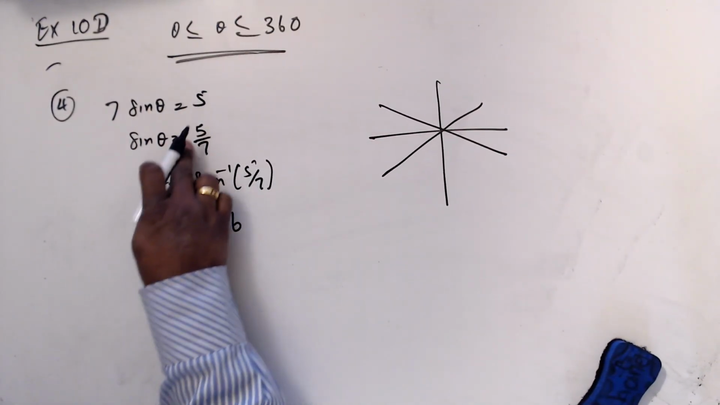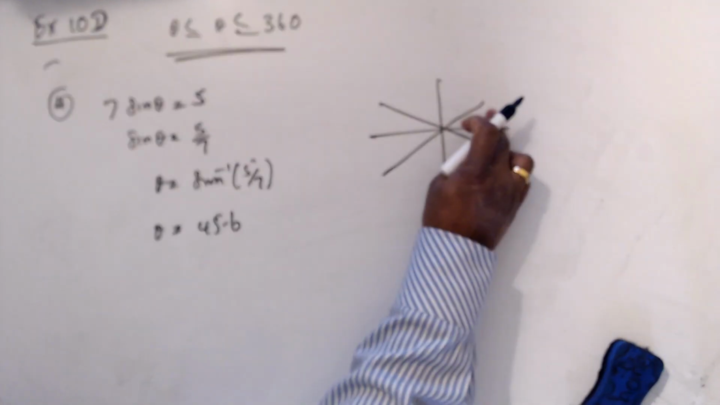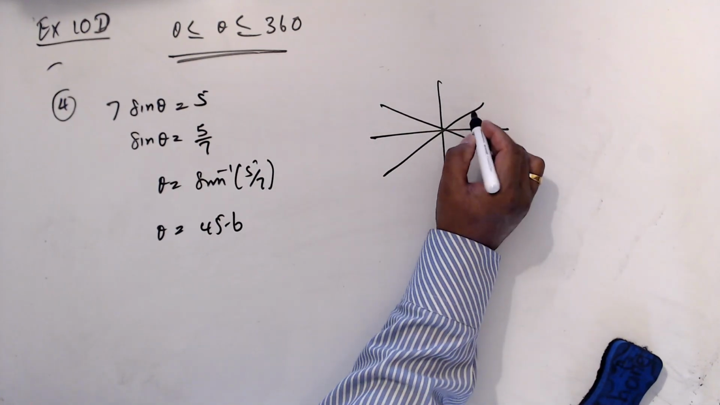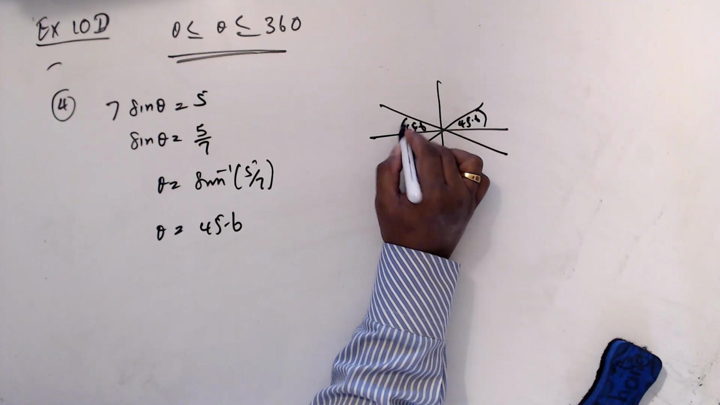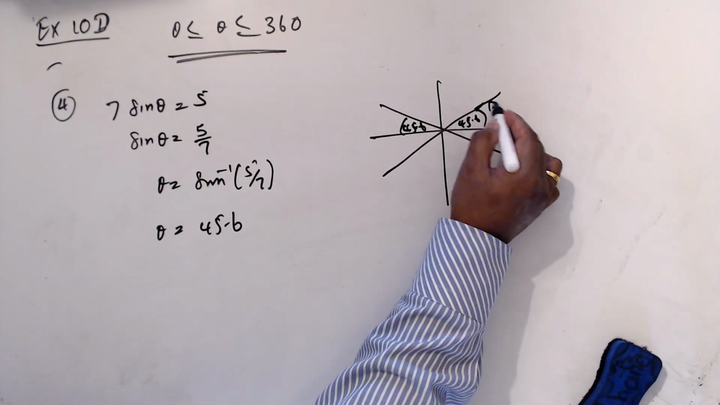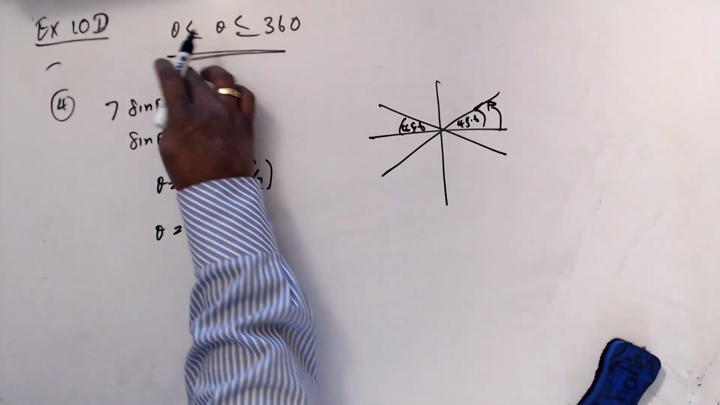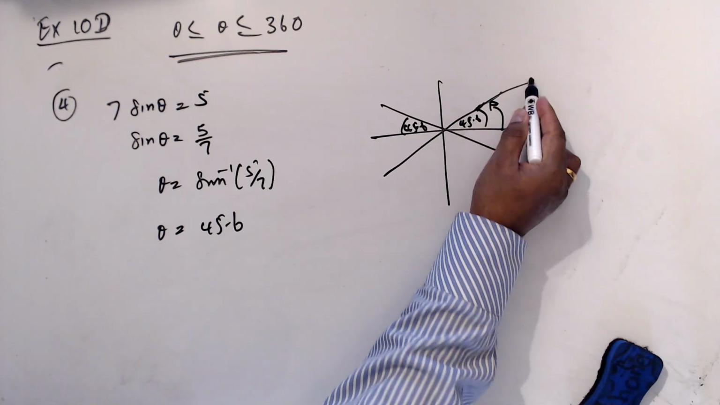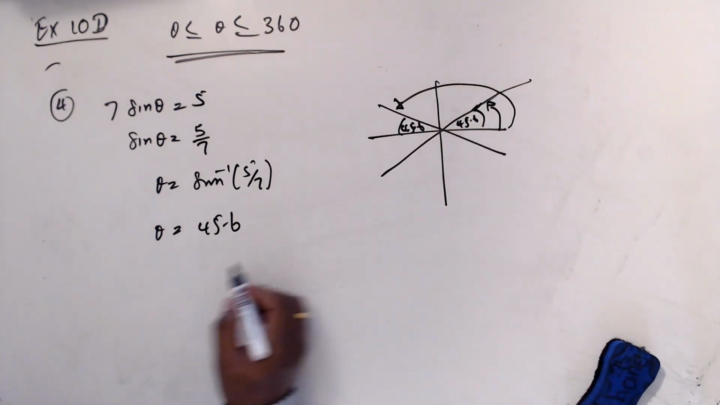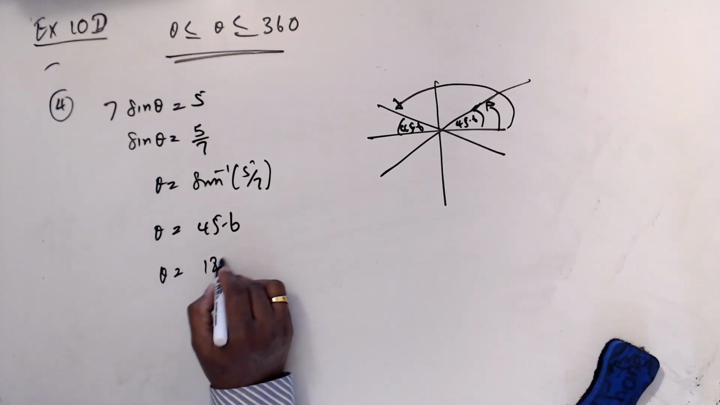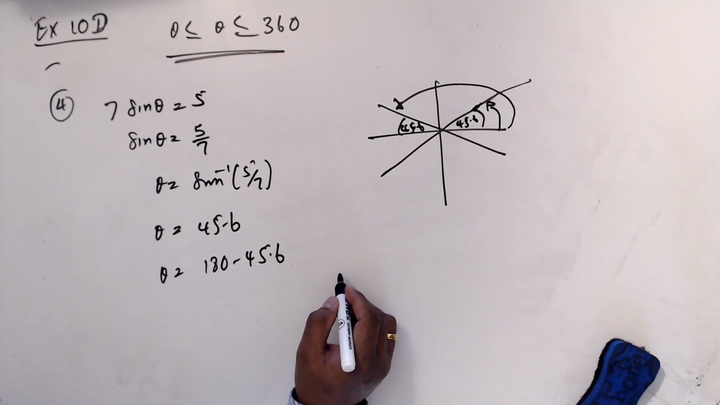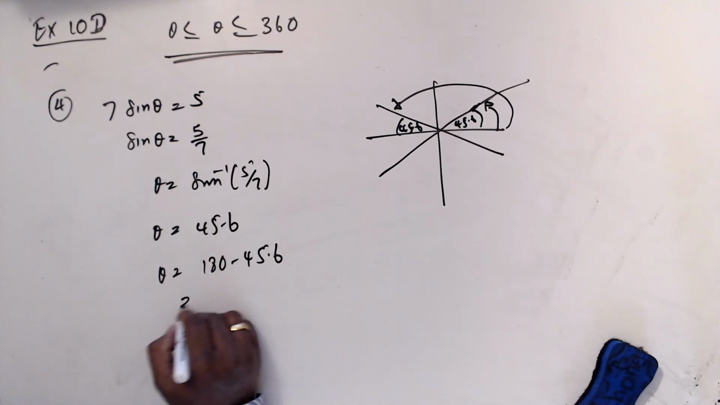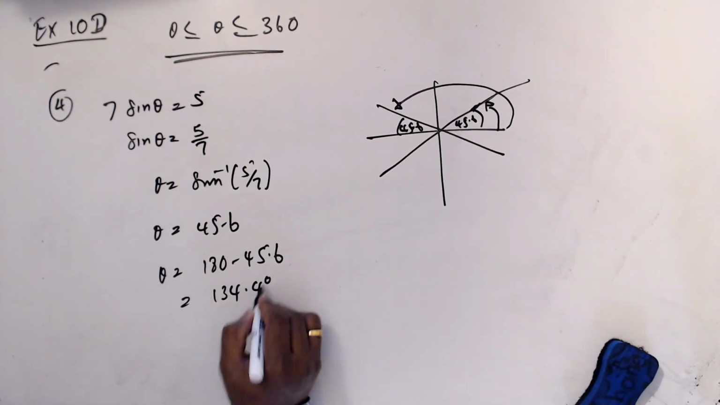Now when you look at this, it is positive. Sine is positive in the first quadrant and the second quadrant. So I am only going to write here. So one answer is fine, already done, because it is within this range. And the second one, theta equals 180 minus 45.6, which is 134.4.